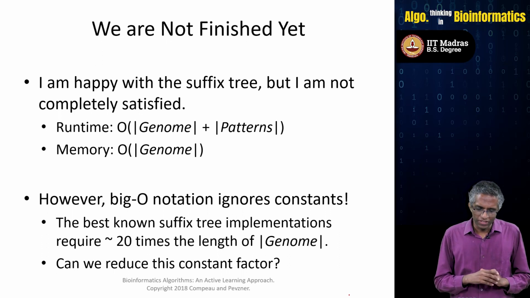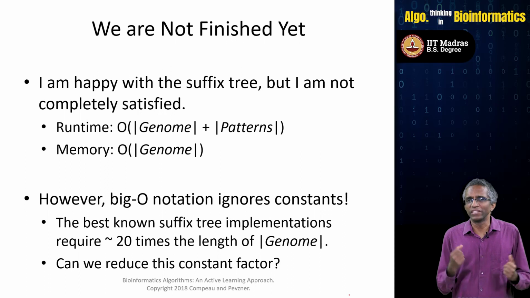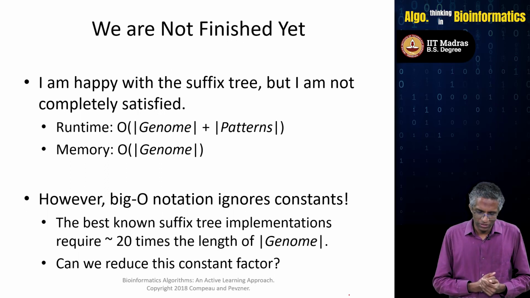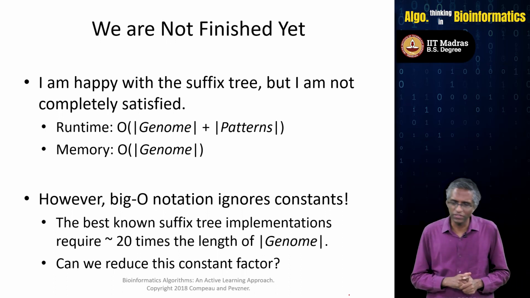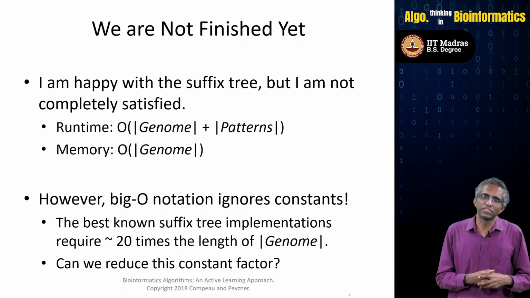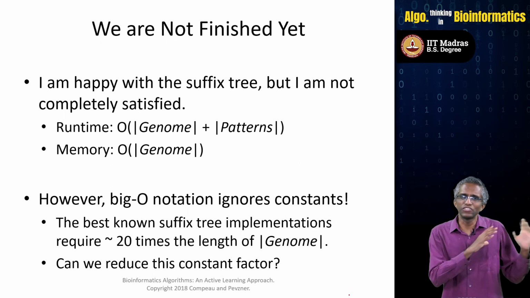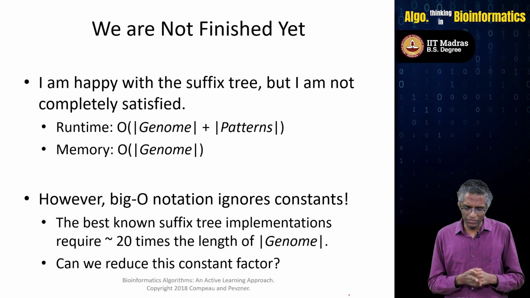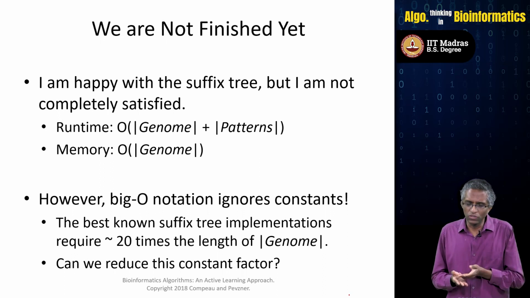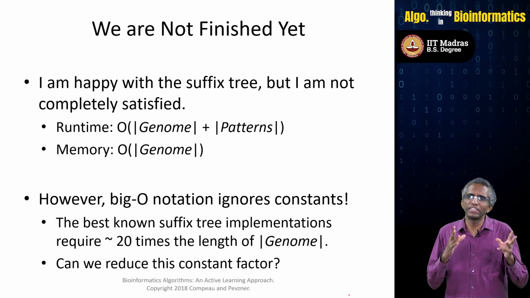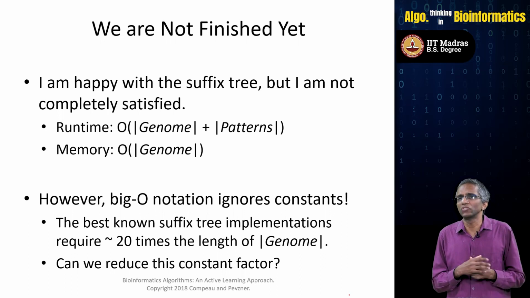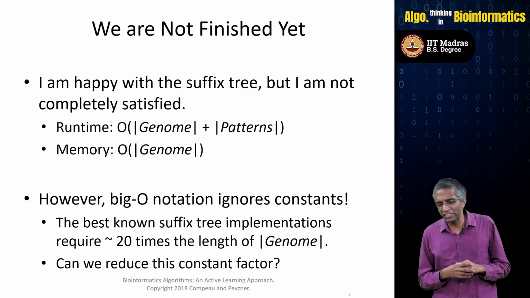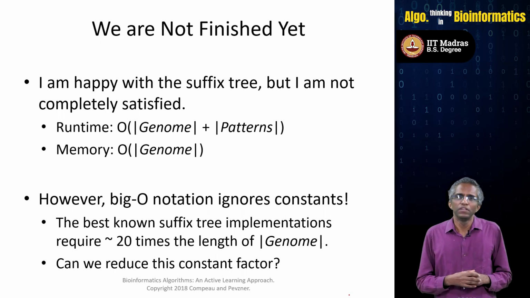So I'm happy, yes, with the suffix tree because we have linear running time, we have linear space, but I'm not fully happy because this big O notation, which you may have seen in earlier analysis of algorithms classes, hides constants. And sometimes these constants are very large. In the case of suffix tree implementations, these constants are roughly 20 times the length of the genome. So 20 is the constant being hidden, so the implementations may require 20 times the length of a genome for space.